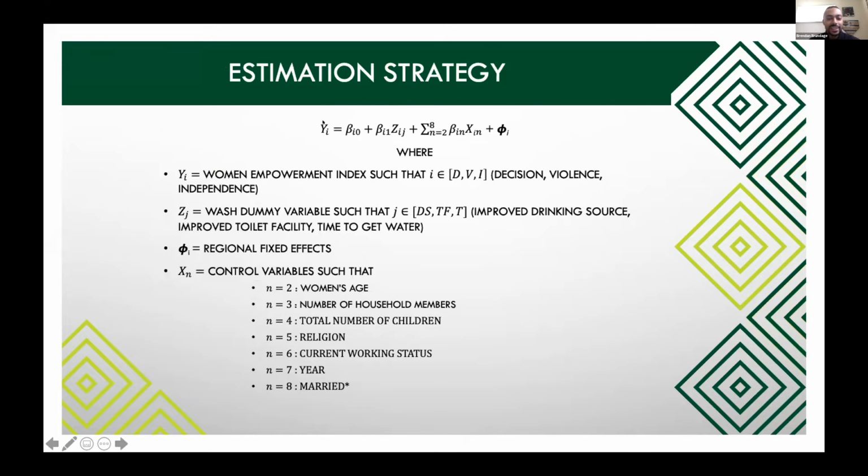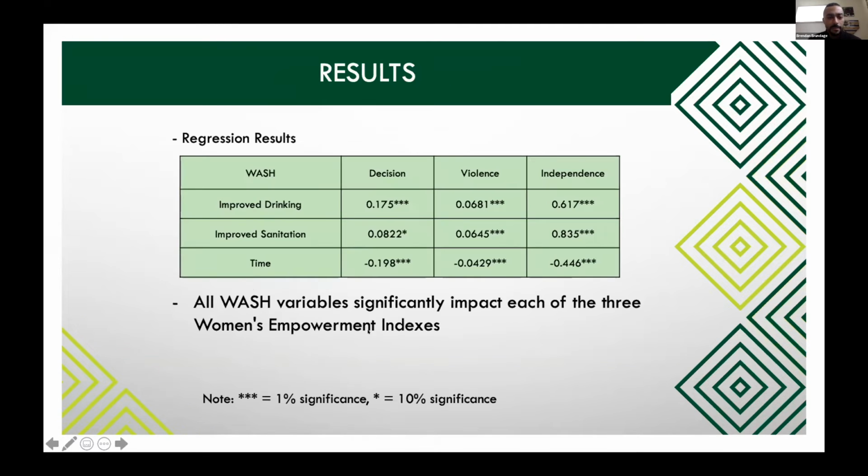And then, so right here is kind of our estimation strategy where we estimate women empowerment. We estimate the effect of women empowerment from WASH, so Y is women empowerment, and Z is our WASH variables. And we use our control variables, and also we control for regional fixed effects. So we'll get into the results here.